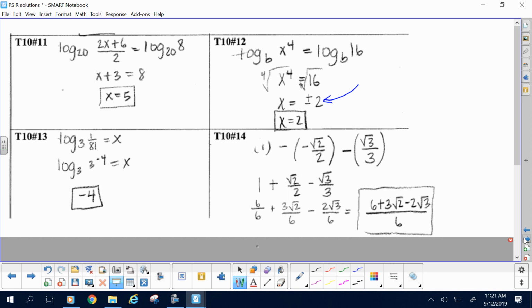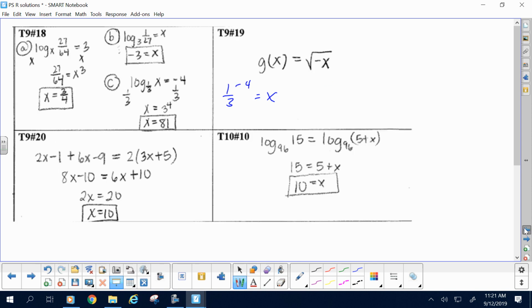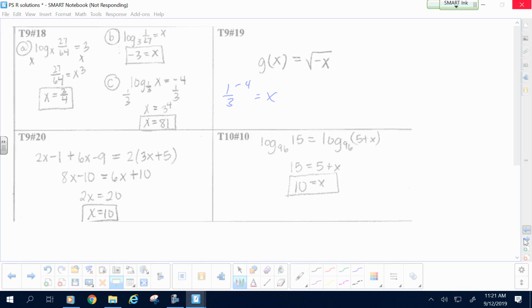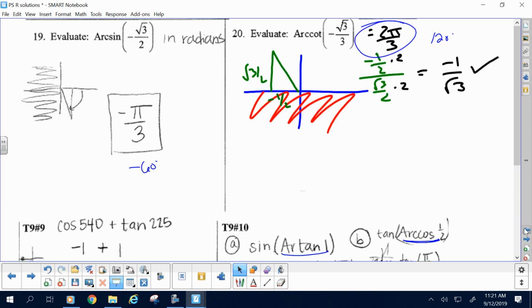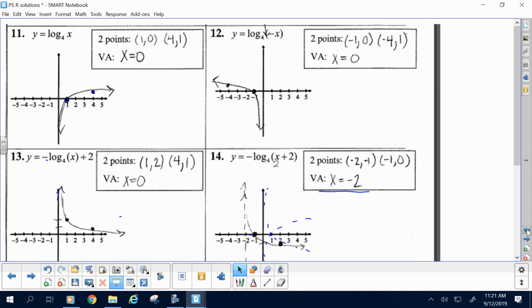And then last but not least, test 10 number 14 is this big mess. The 3 parts are 1/2, negative root 2 over 2, and minus root 2 over 3. Yes? Number 12? This one or the previous? Which one? The log graph? This one?